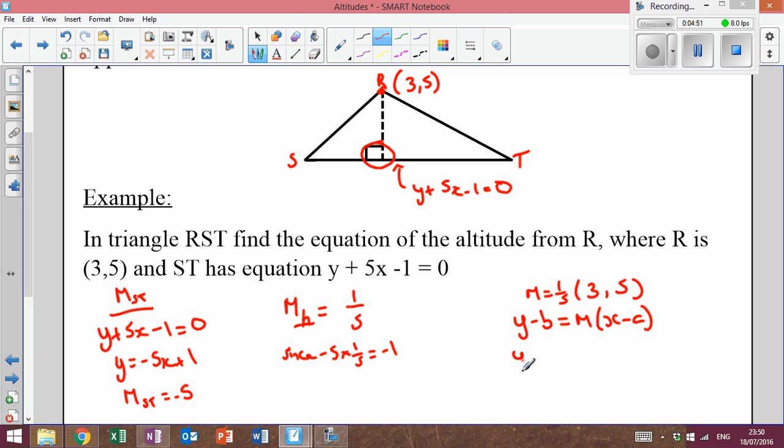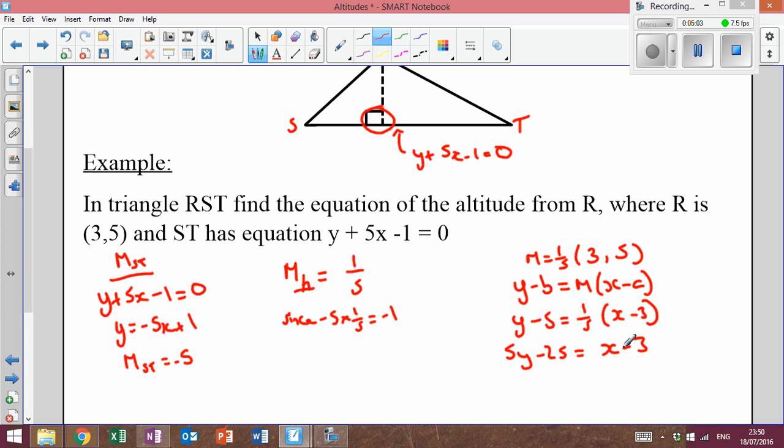This is your point, so it's y minus 5 is equal to 1/5 times x minus 3. Multiply both sides by 5: 5y minus 25 is equal to x minus 3, and just add 25 to both sides. So 5y is x plus 22. There's your equation of a straight line in the simplest form. Okay, that's the equation of the altitude.